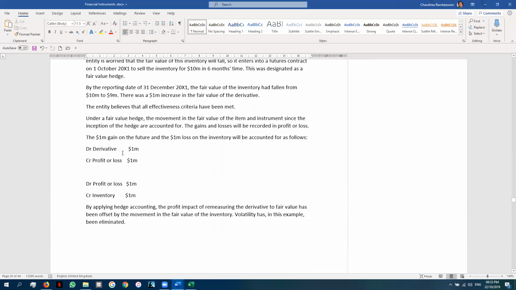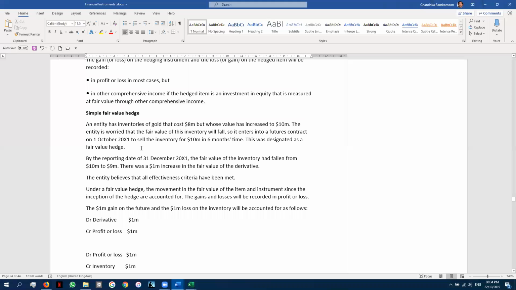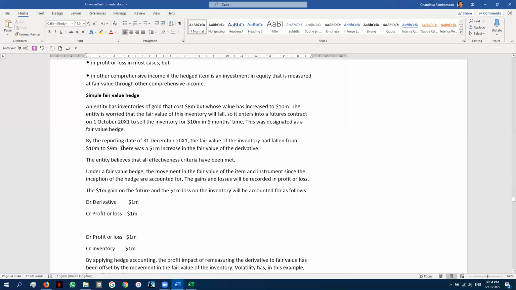Now, previously, this is all that we saw. When hedge accounting was not used, this is the only thing that happened. We debited derivative, credited P&L. Now, in this case, the 1 million gain on the future, 1 million loss on the inventory will be accounted for as follows. This, then debit P&L, credit inventory, because remember there was a fall in price. See, the reporting date. 10/9.